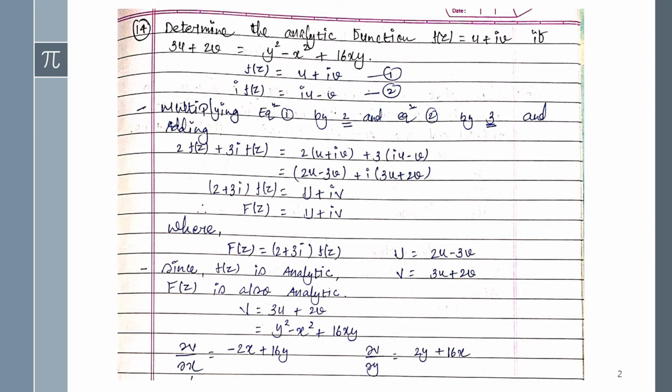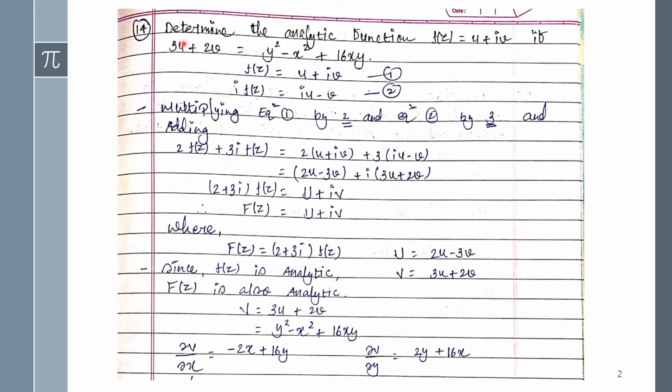Nice, very well guys. Now here it's given the 14th example, and the question is: determine the analytic function f of z equals u plus iv. It means again you are going to find the analytic function, if 3u plus 2v equals y square minus x square plus 16xy.